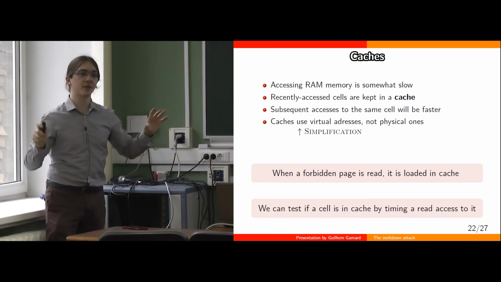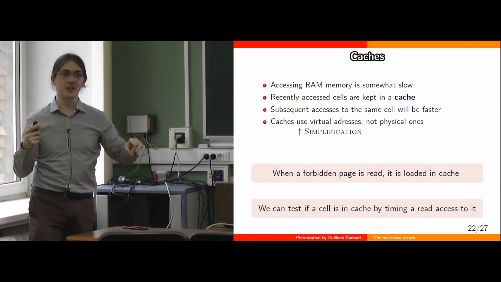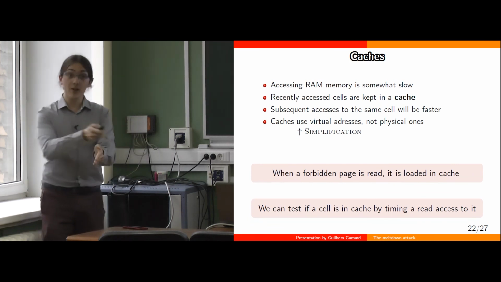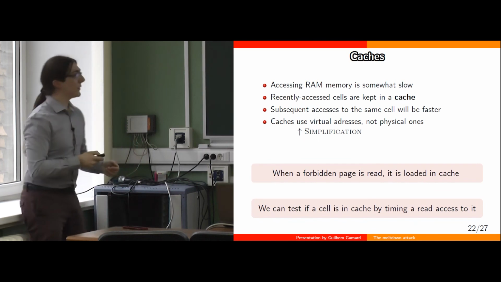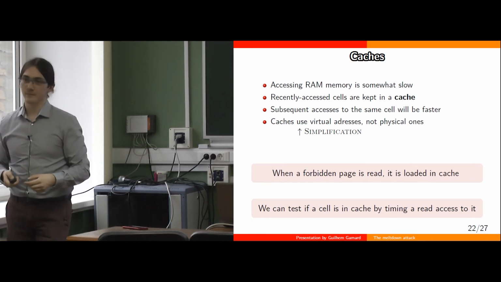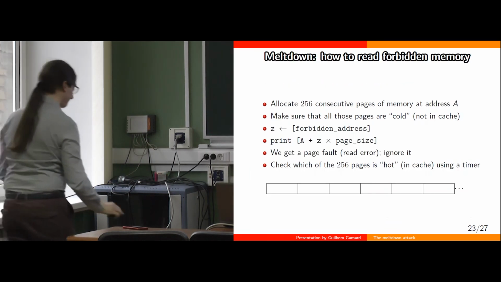So now we have these two elements. When you make a forbidden read, you never see the value, but it is loaded in cache. That doesn't allow you to see it, because if you try to read it again, it will be in cache, but you will again get forbidden and get cancelled. But now you can test whether something is in cache or not by using a timer. And with these two ingredients, you can do something.